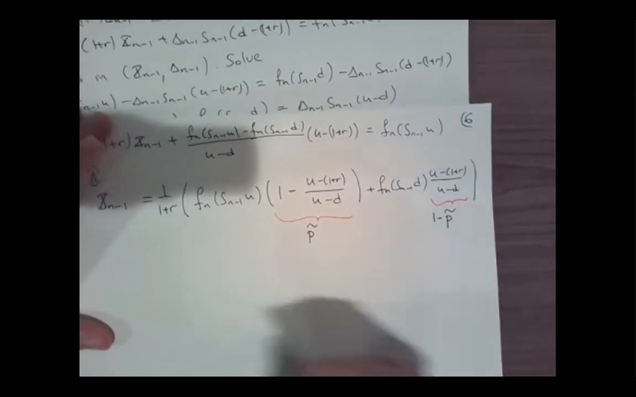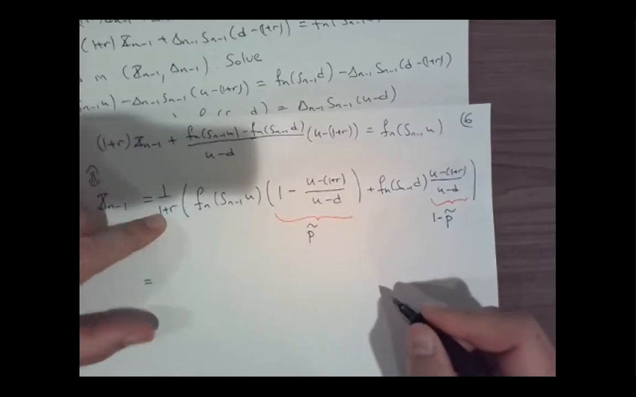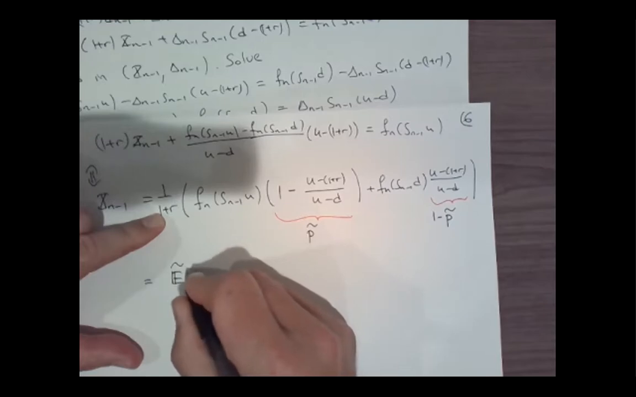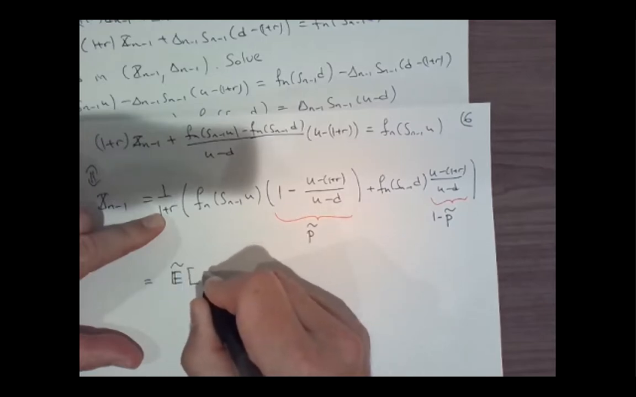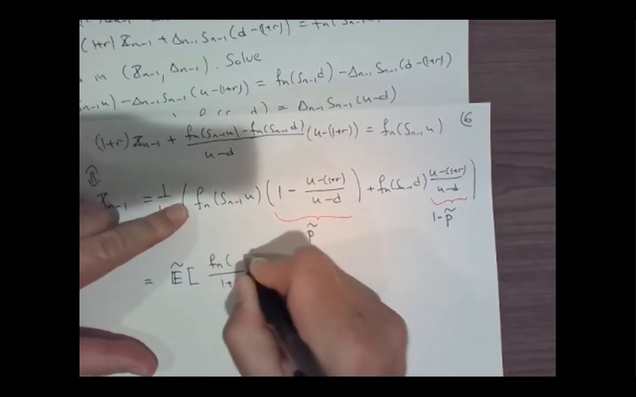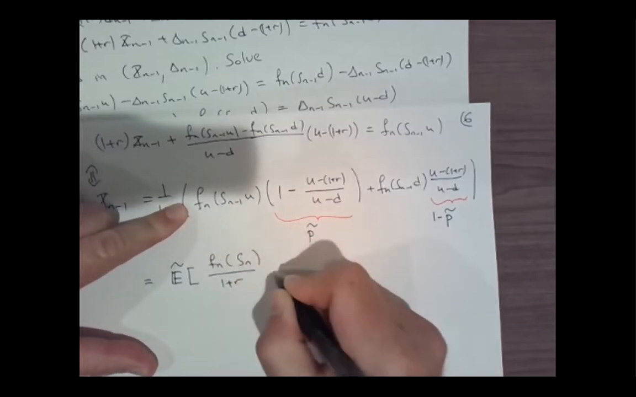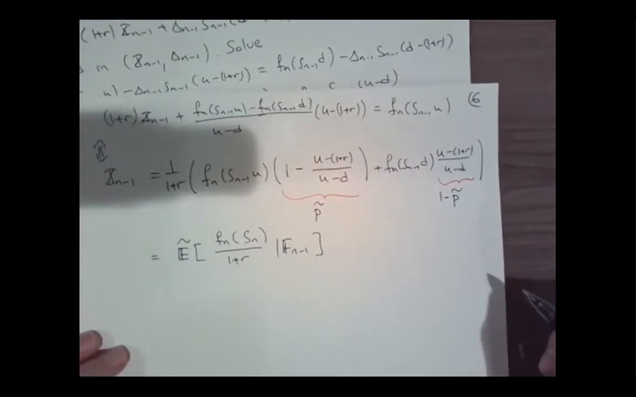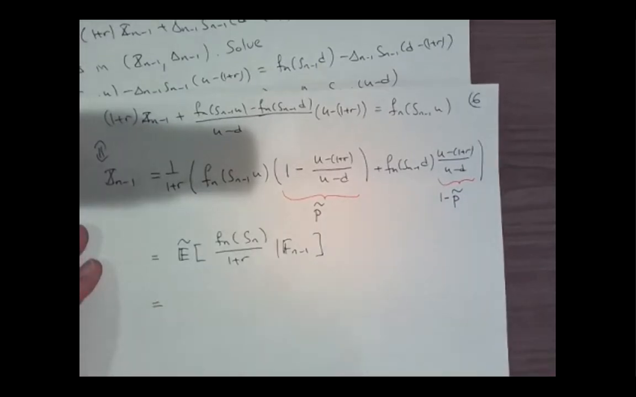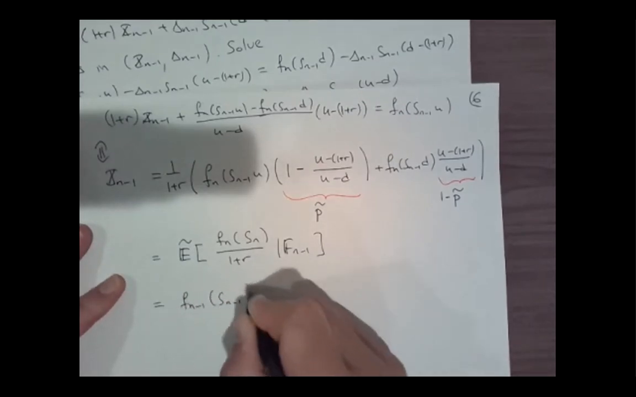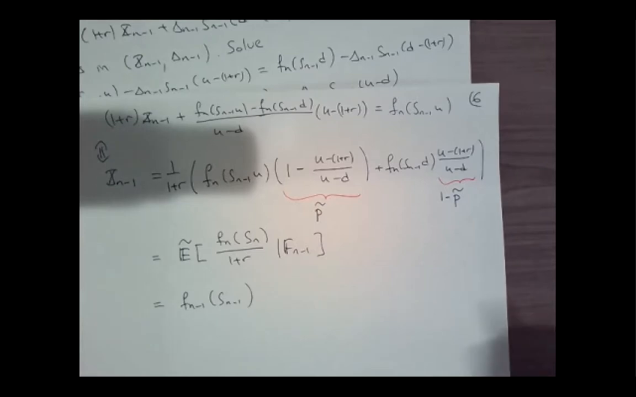So what do we have here? This is nothing else than 1 over 1 plus r. I'll end up here with a conditional expectation of fn of Sn, conditioned on Fn minus 1. Right, and this is by definition equal to my fn minus 1 of Sn minus 1. Like that's how we created these functions.